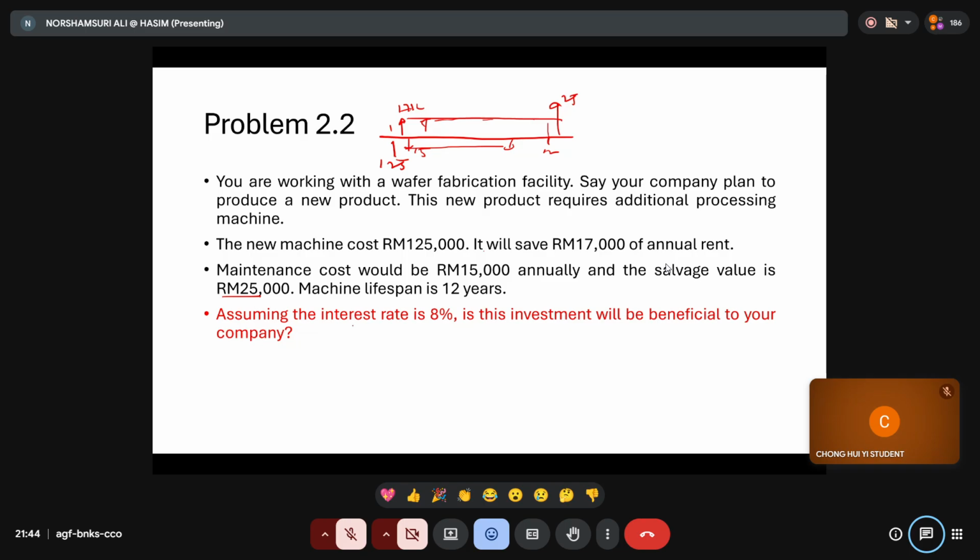Assuming that the interest rate is 8%. So 8% is the I. So they're asking you, you are working, blah blah blah. What is the question?